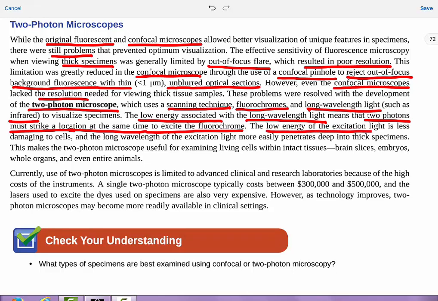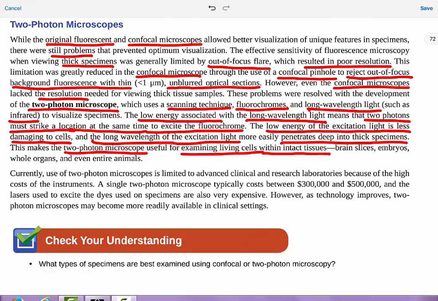The low energy of the excitation light is less damaging to cells. So the low energy, this really low infrared light, remember, the amplitude is lower. And the long wavelength of the excitation light more easily penetrates deep into thick specimens, so it can really get its way in there. This makes the two photon microscope useful for examining living cells within intact tissues. So we're talking about brain slices, embryos, whole organs, and even entire animals.